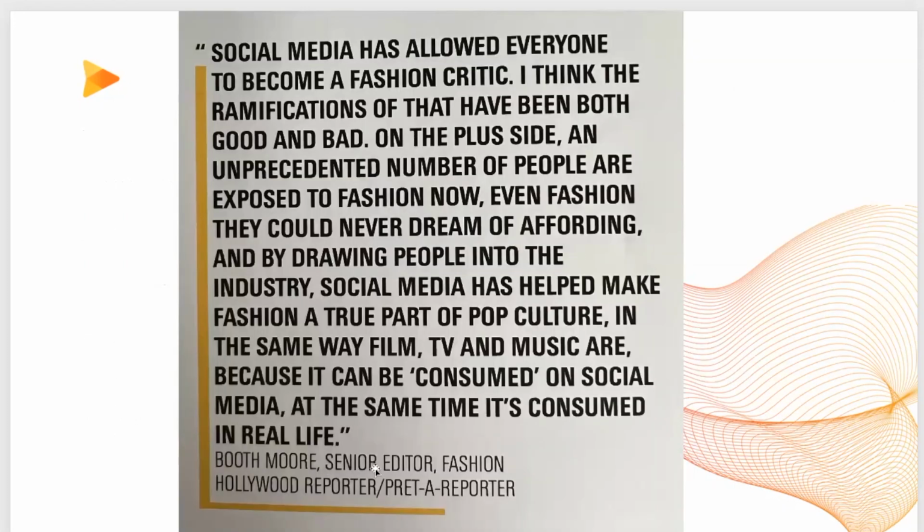Booth Moore is a senior editor and a fashion reporter. She said, social media has allowed everyone to become a fashion critic. I think the ramifications of that have been both good and bad. On the plus side, an unprecedented number of people are exposed to fashion now, even fashion they could never dream of affording. And by drawing people into the industry, social media has helped make fashion a true part of pop culture in the same way film, TV, and music are, because it can be consumed on social media at the same time it's consumed in real life.